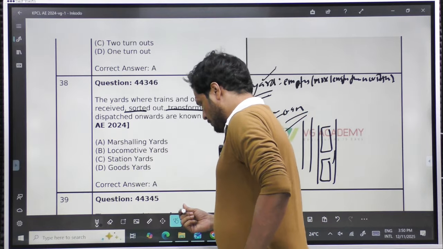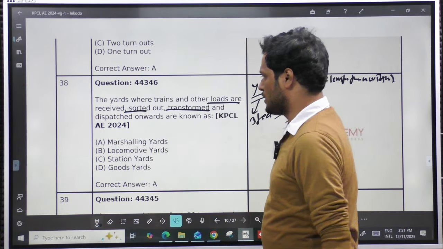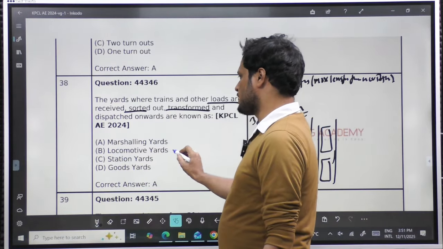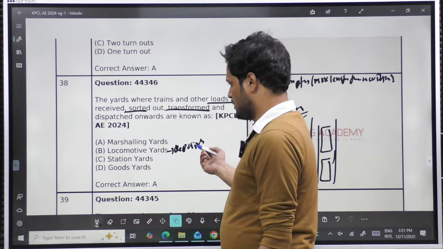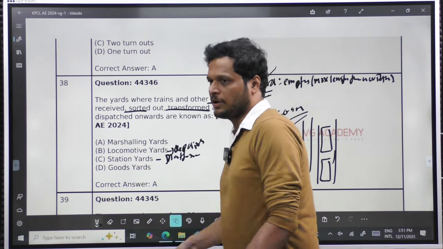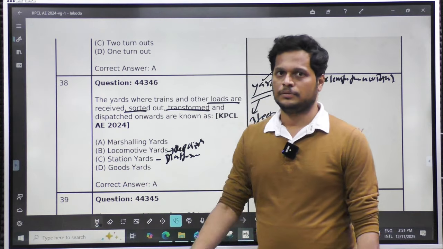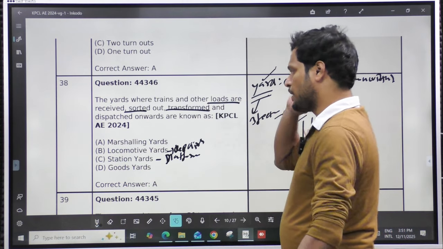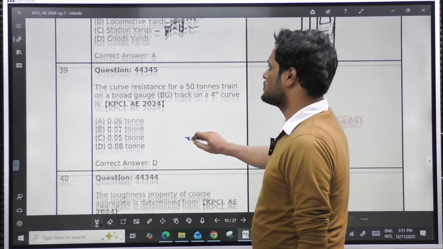For aeroplanes the empty place is called apron, where the parking happens. Here it is the marshalling yard. Locomotive yard is generally used for repairs, etc. Station yard means like the platform where the people stand. Along the length we have the platform, that is the station yard. So yard simply means a length-dominating place. Goods yard is for storing the goods.